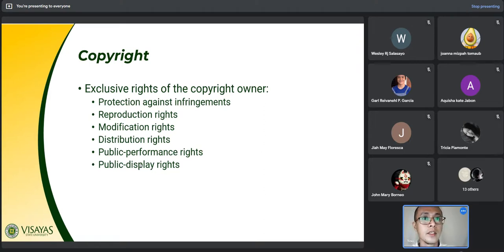Okay? It's not just enough, class, nga mo i-copy-paste, but to express it, class, in your own wordings. Imunang i-reword, imunang i-express in your own words. Dili na nimo i-copy word for word. It's a big no-no because it's a violation of copyright. And then make sure also, class, to cite always the reference.